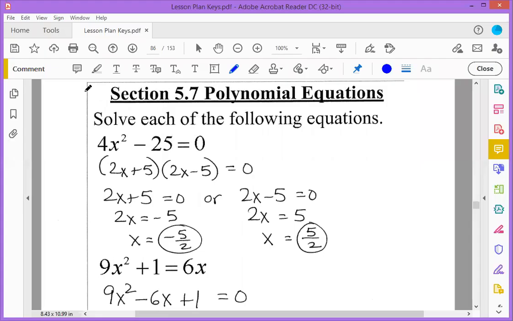All right, this video will cover section 5.7 dealing with polynomial equations. We're solving each of these equations, the first one being 4x squared minus 25. Notice immediately that this is a difference of perfect square numbers. We can identify the a term and the b term that's being squared.